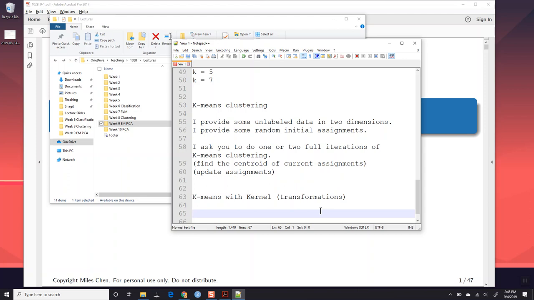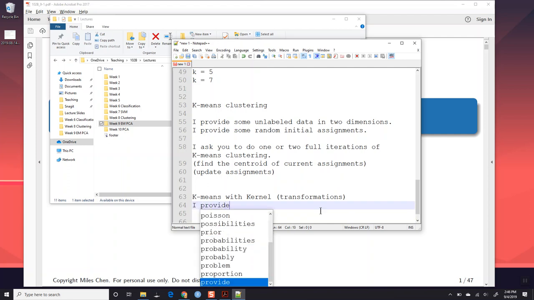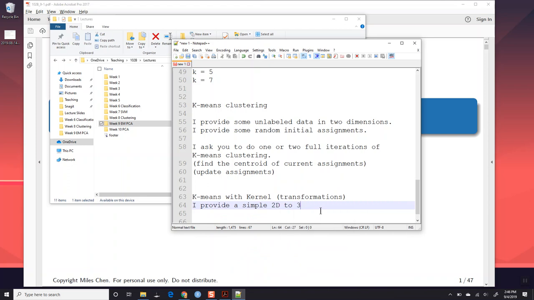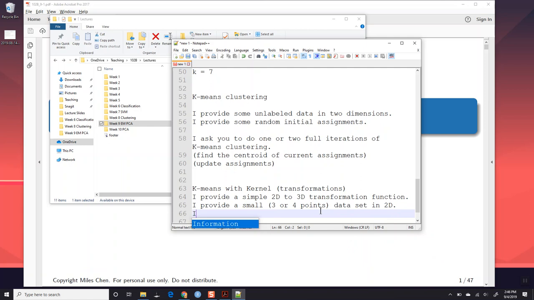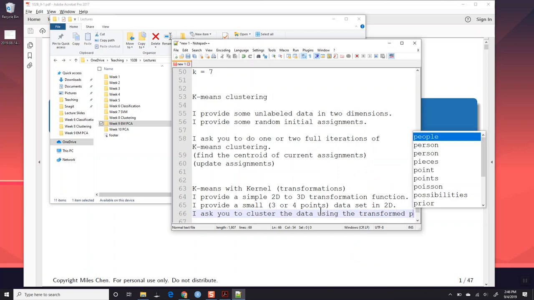Okay, I'm debating this one. Finding the kernel function distances manually is kind of hard, but maybe I provide a simple 2D to 3D transformation function. I provide a small, like 3 or 4 point data set in 2D. And then I ask you to cluster the data using the transformed points.